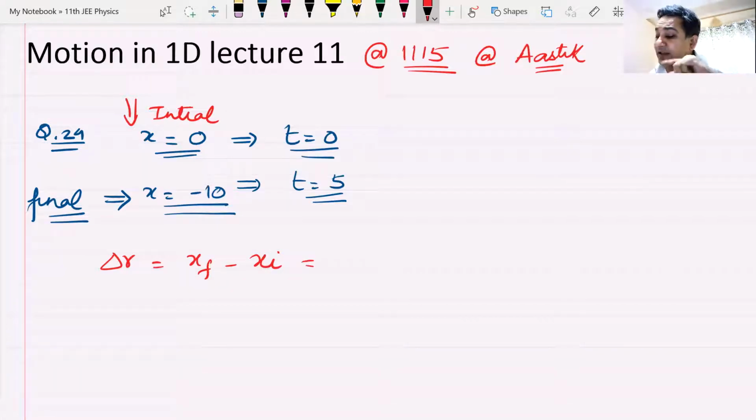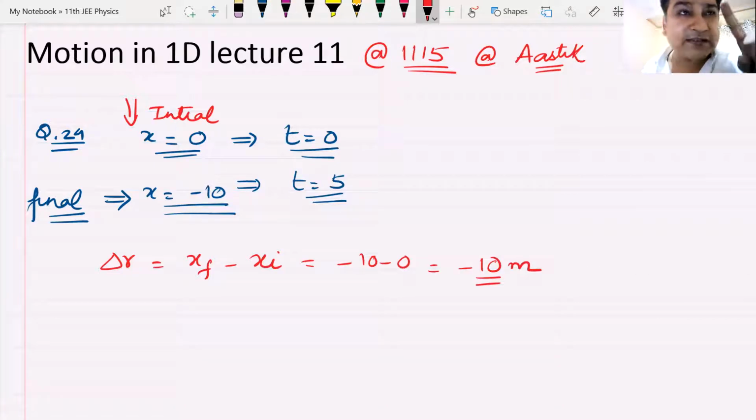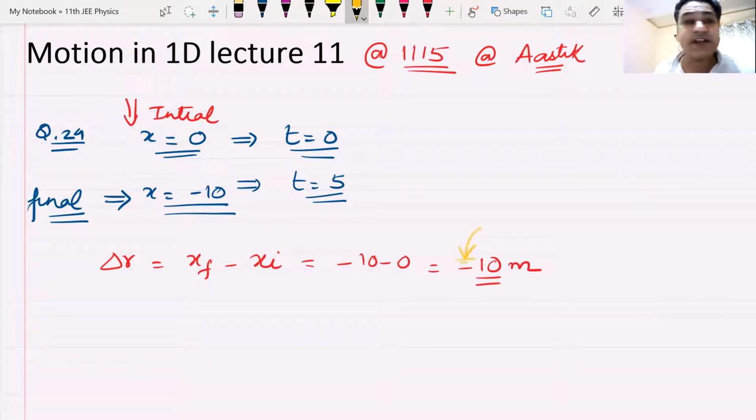So displacement is x final, which is minus 10, minus 0. So that becomes minus 10. Minus 10 meters is my displacement. What does minus indicate here, anyone?